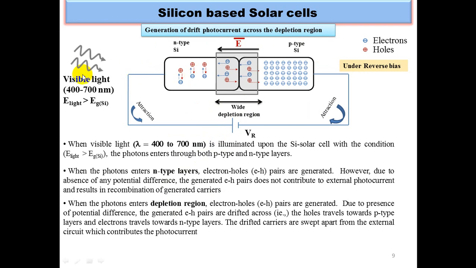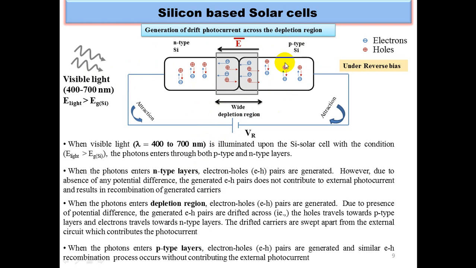Similarly, when the visible light enters the p-type layer, it does not contribute to external photocurrent since there is no potential difference inside this p-type layer. So like how we discussed in photodetectors in the part 1 lecture, here also the depletion region plays a crucial role, which contributes towards the formation of photocurrent from the p-n junction. So the important factor here is that the photocarriers are generated only due to the incident visible light from the sun.